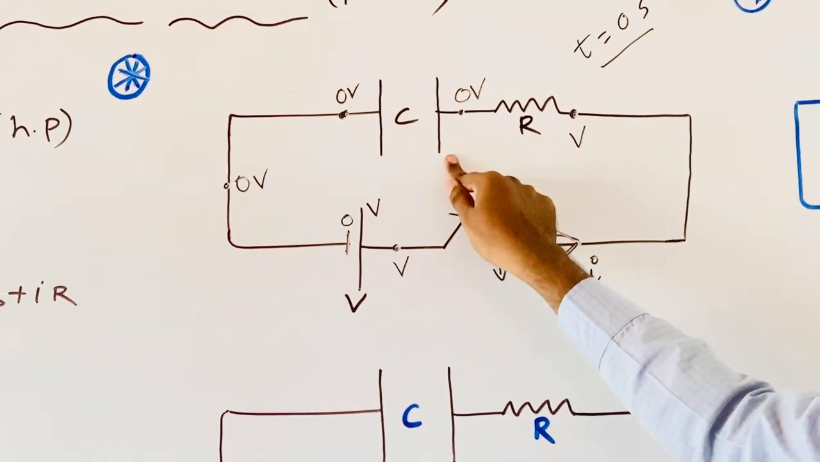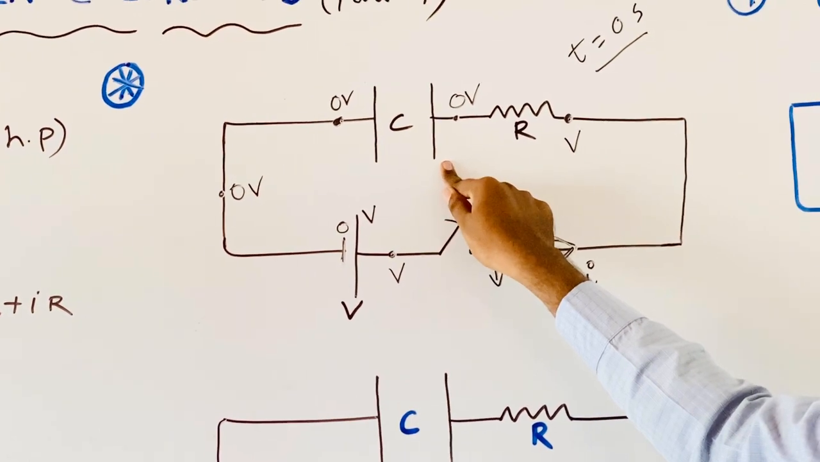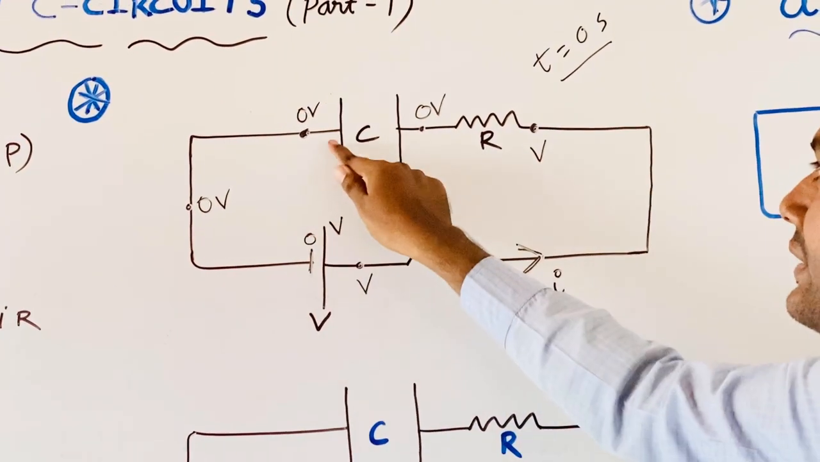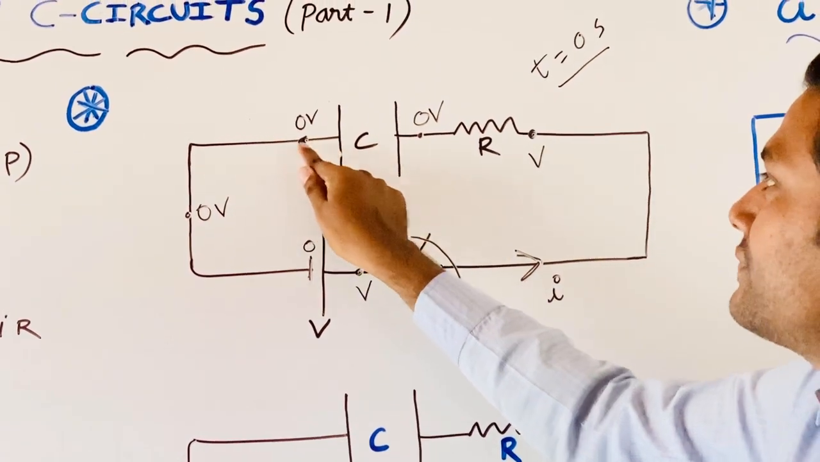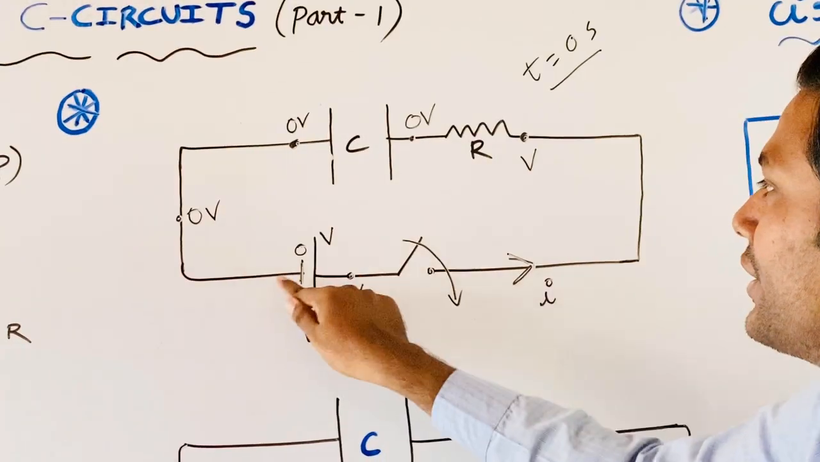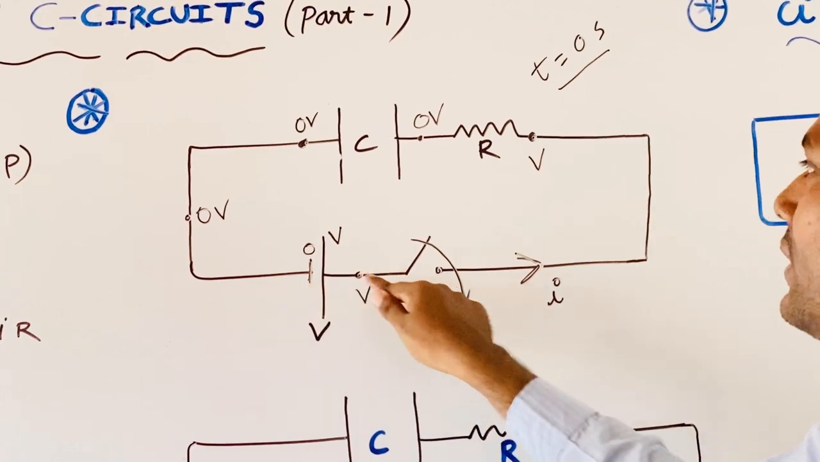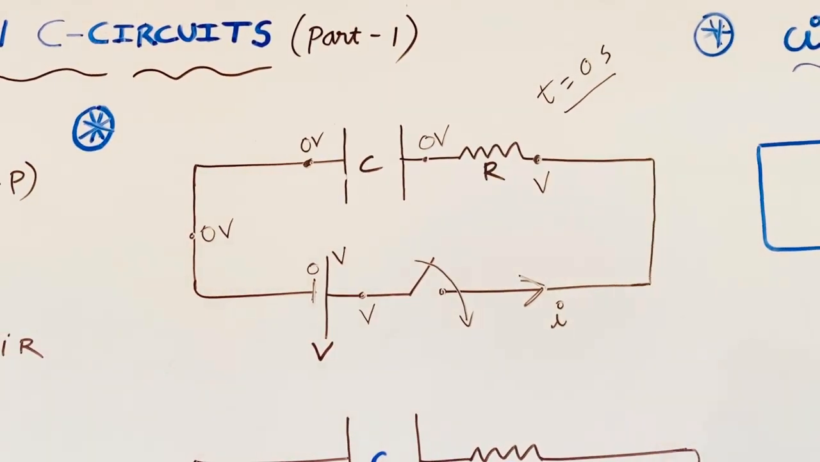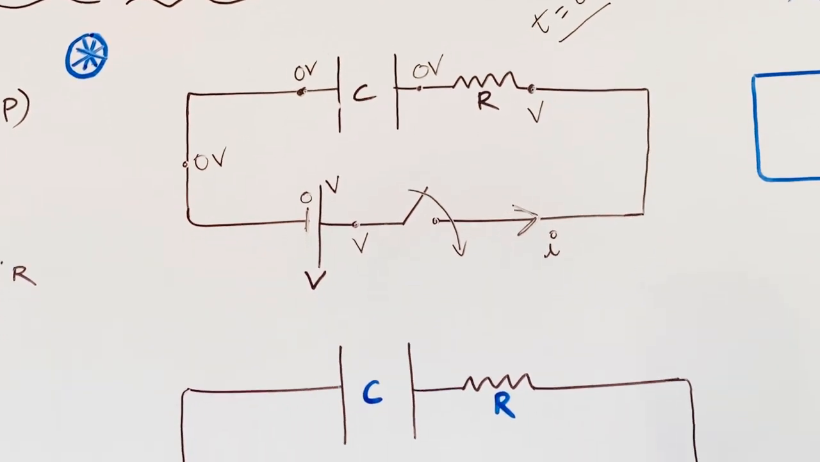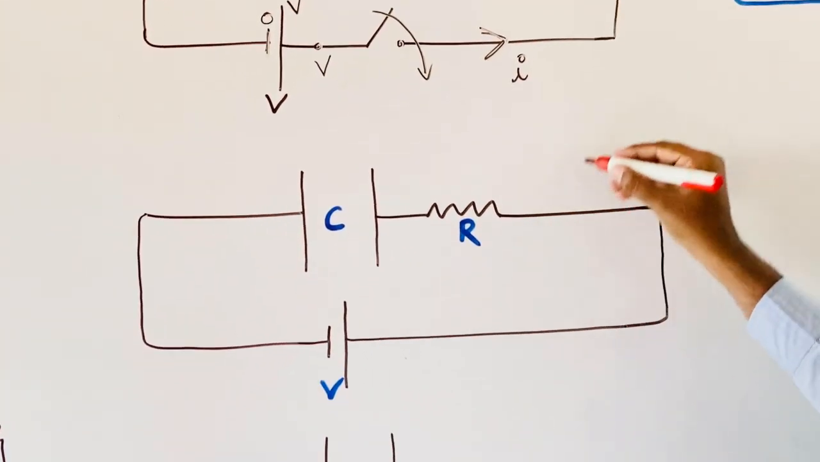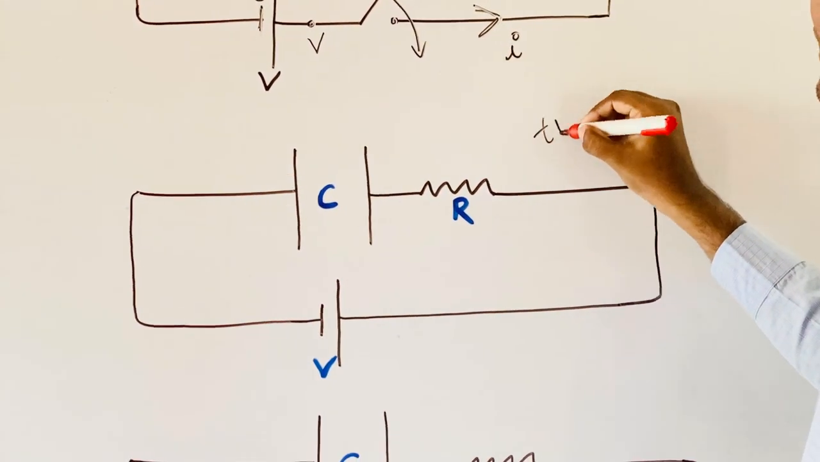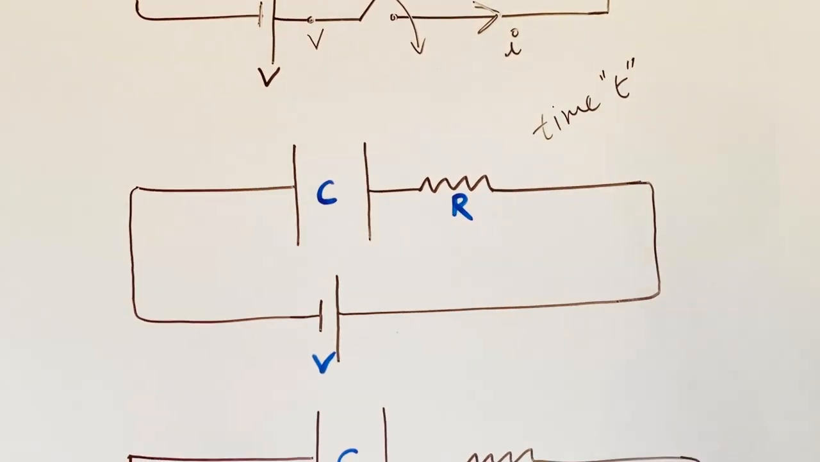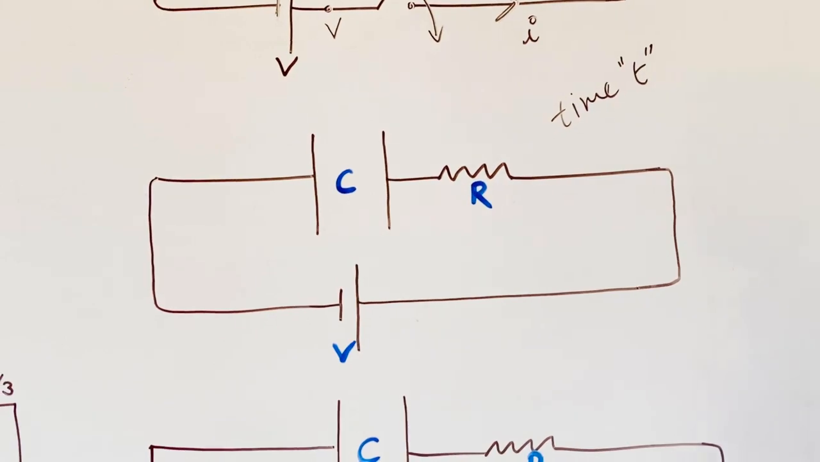Now assume yourself at time t. Now we are talking at time t. This battery takes q amount of charge from this plate connected to the negative terminal and gives it to the plate connected to the positive terminal. Now this is one more circuit here I am showing. Say this is the circuit. Now we are taking at time t. Okay, at time t what happens now?